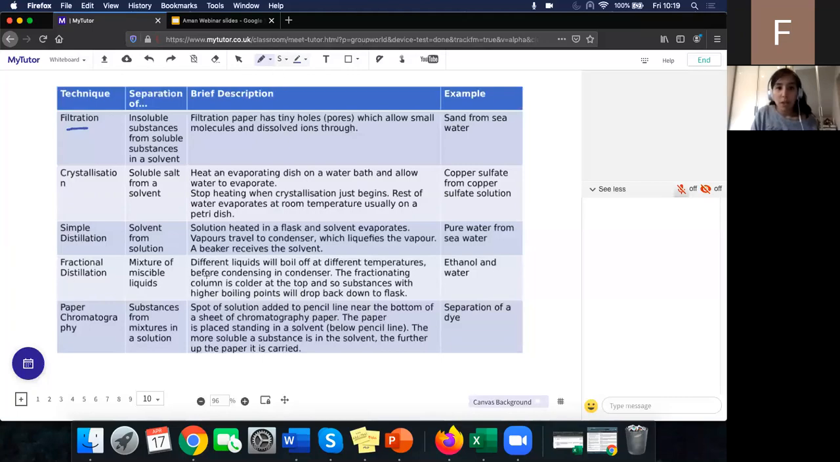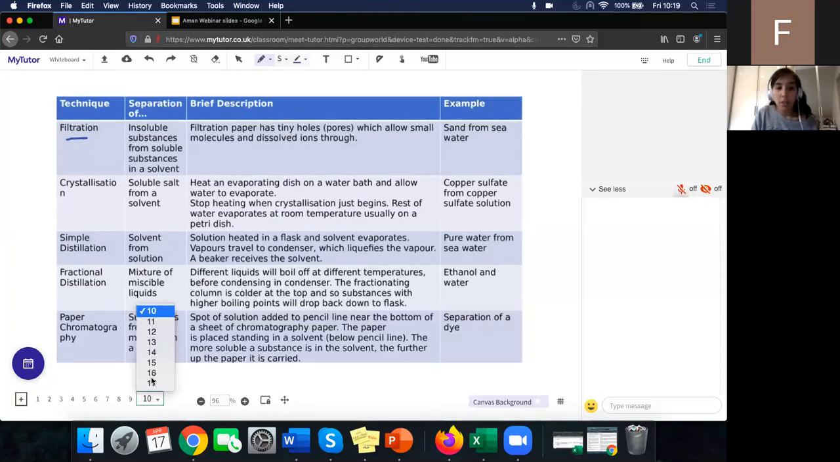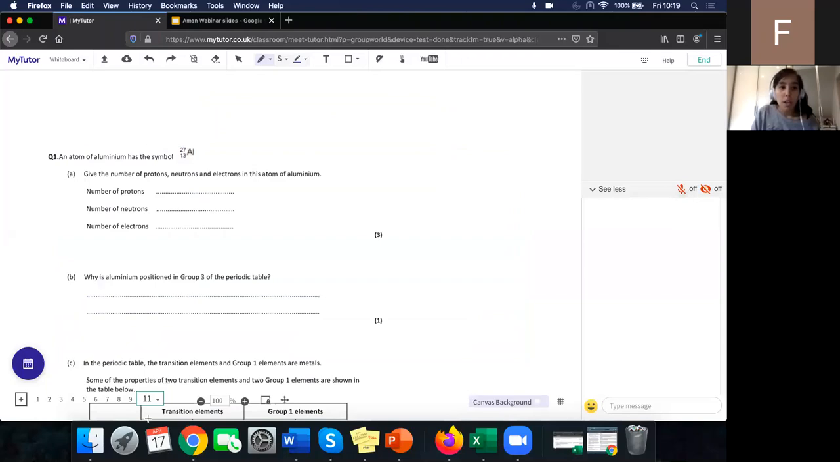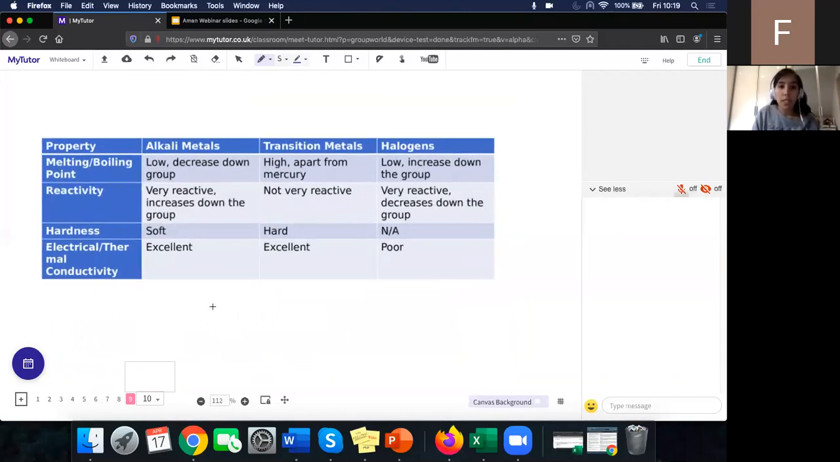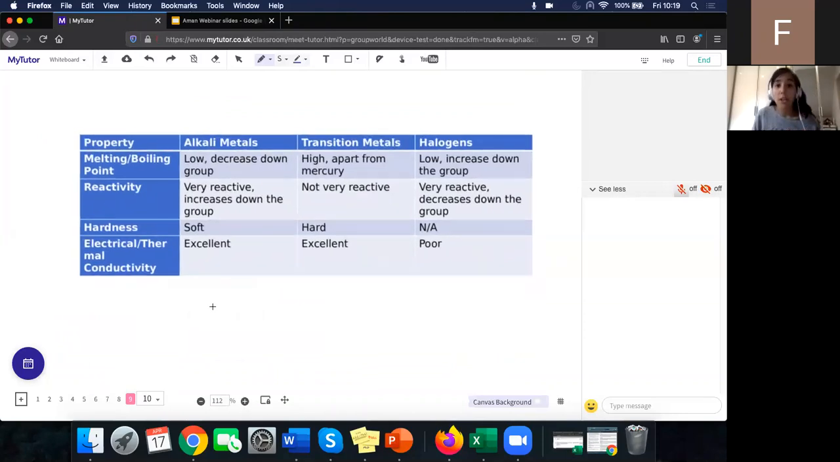I will go back to the colour slide in just a second. Okay, so if there's no more questions on separating mixtures, oh, this is not what I'm supposed to be. Here we go. So this is now a summary of the halogens, alkali metals, and transition metals that we've covered.